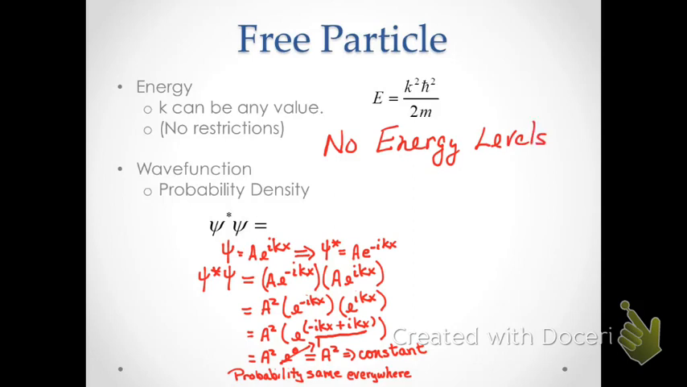So, as we noted earlier, we have no energy levels. We note the probability of the particle is the same everywhere. This is the solution to the free particle. Again, the free particle has continuous energy. The probability of finding it is the same anywhere. So this is our simple model.